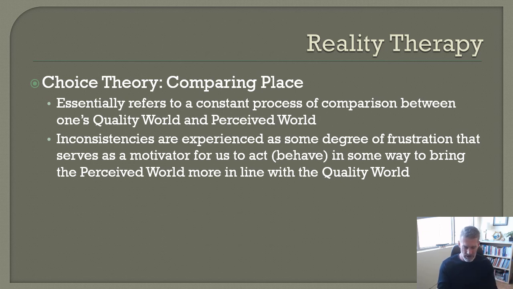And he basically makes the point that to the degree that there's some inconsistency there, to the degree that the quality world, the way we want the world to be, is incongruent with the perceived world, the way we perceive the world to be, that serves to motivate us to behave, to take some action, to bring the perceived world into some greater degree of congruence with the quality world. Put it slightly differently, the comparing place energizes us to take action so that we can institute change in the perceived world and our subjective experience of the world, so that it falls more in line with what we want, with how we want things to be.